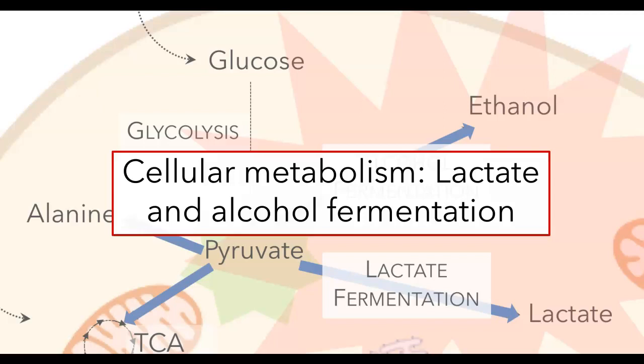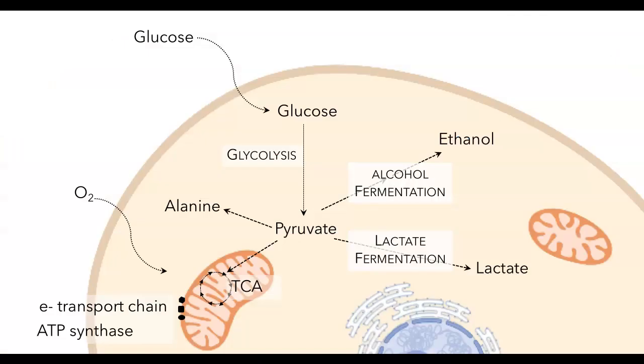This video is all about fermentation. I've mentioned before that pyruvate is a major branch point in cellular metabolism. Cells can take pyruvate, import it into the mitochondrion, and feed it into the TCA cycle. Pyruvate also serves as the starting material for the synthesis of some amino acids, such as alanine.